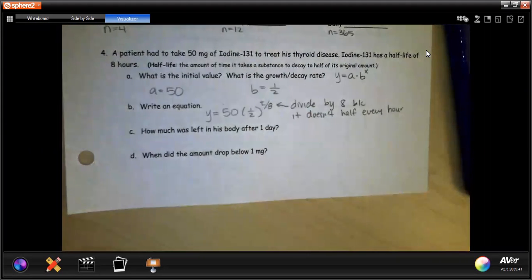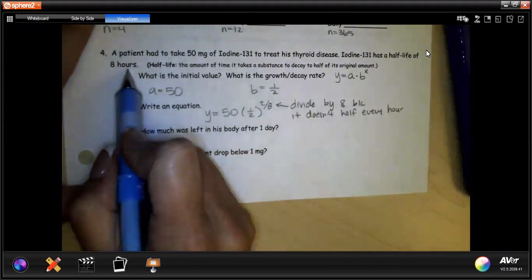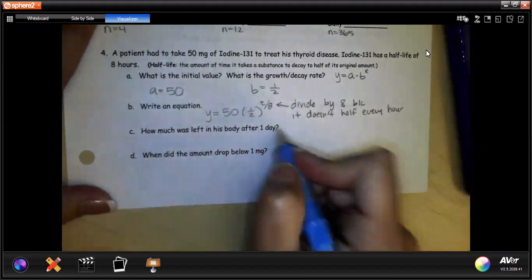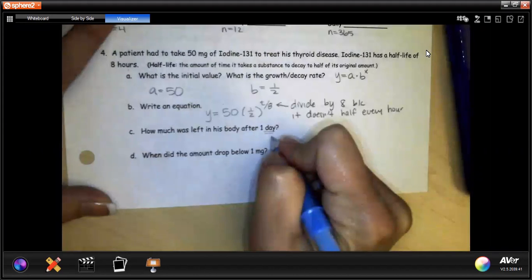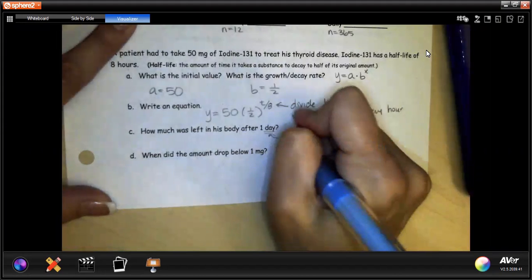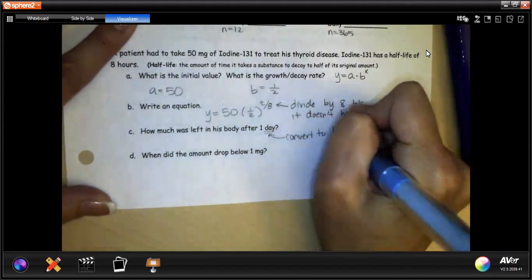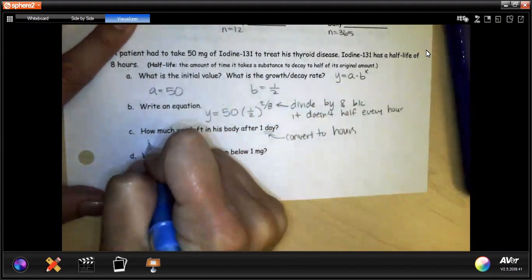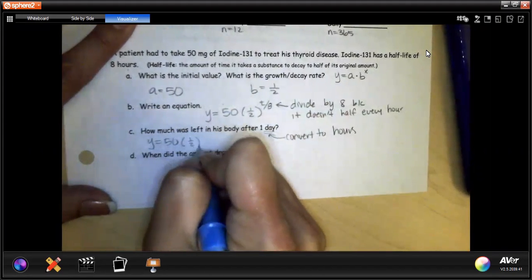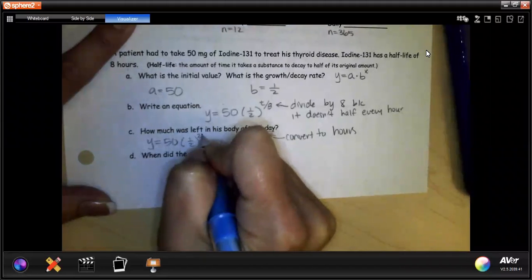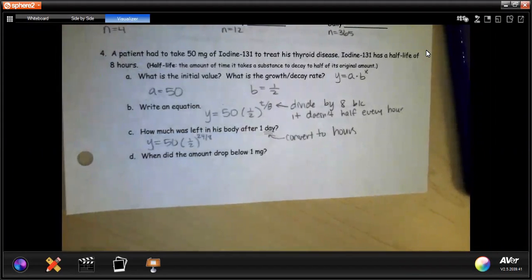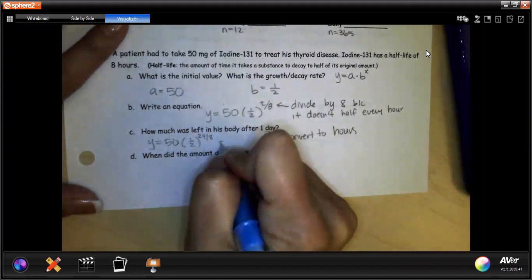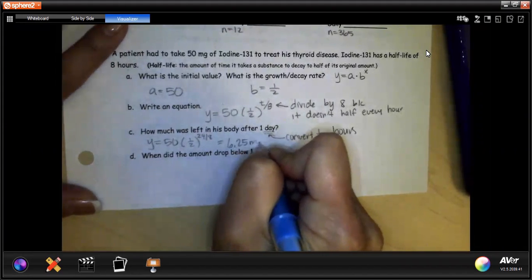Because it does not divide, it doesn't half every hour. All right, how much was left in his body after 1 day? Since this equation was in hours, because our initial information was in hours, we need to convert that to hours. So we're going to convert that to 24. And when we write our equation, we get y is equal to 50 times 1/2 to the 24 over 8. Now we can type that into the calculator and we get approximately 6.25 milligrams.